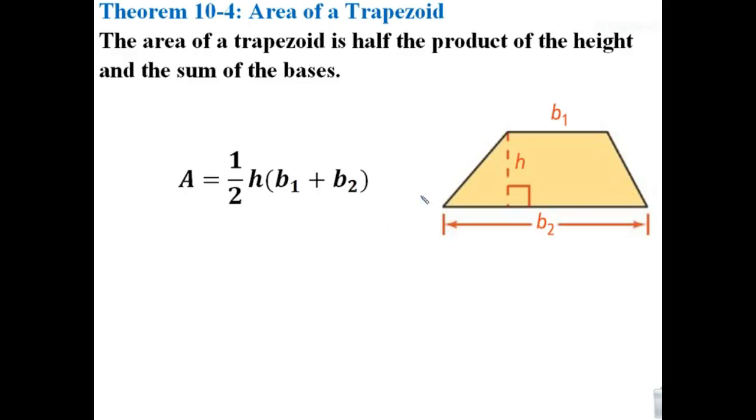Now with the trapezoid, we're going to say that the two parallel sides are the bases. So b1's on top, b2's on the bottom. And then just like with the parallelogram, I'm going to say the height is the distance between the bases, at a right angle to the bases. So we have our b1, our b2, and our height. Again, area is equal to half times height times b1 plus b2.